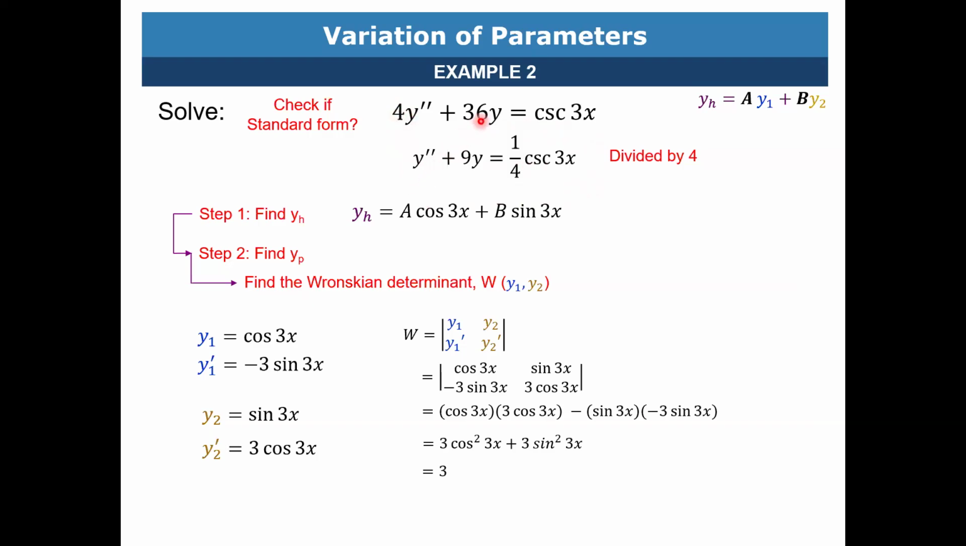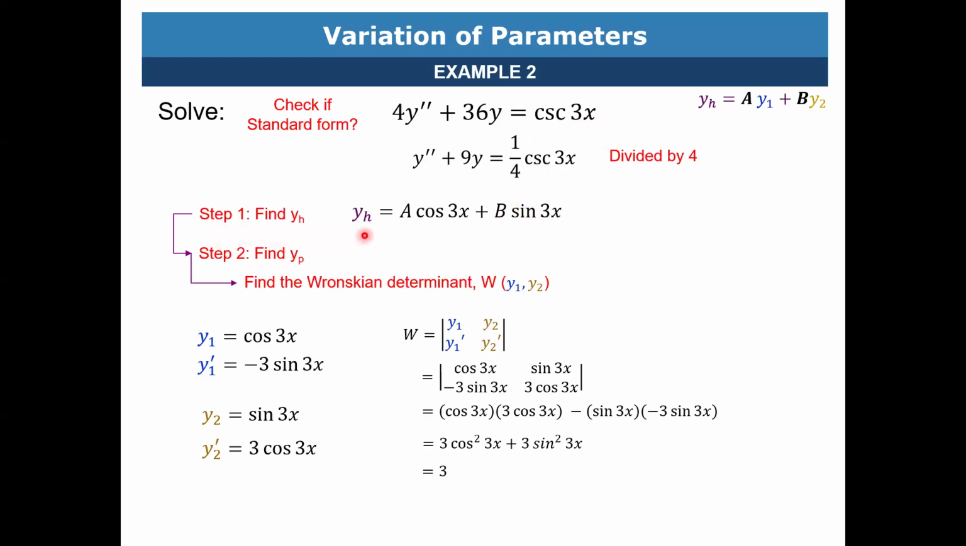So 36 divided by 4 is 9. So this part will be equal to 1 over 4 cosec 3x. Now we have to use this second ODE for using the variation of parameters method. To avoid confusion, please cross out this equation so you will not take the wrong R(x) later.